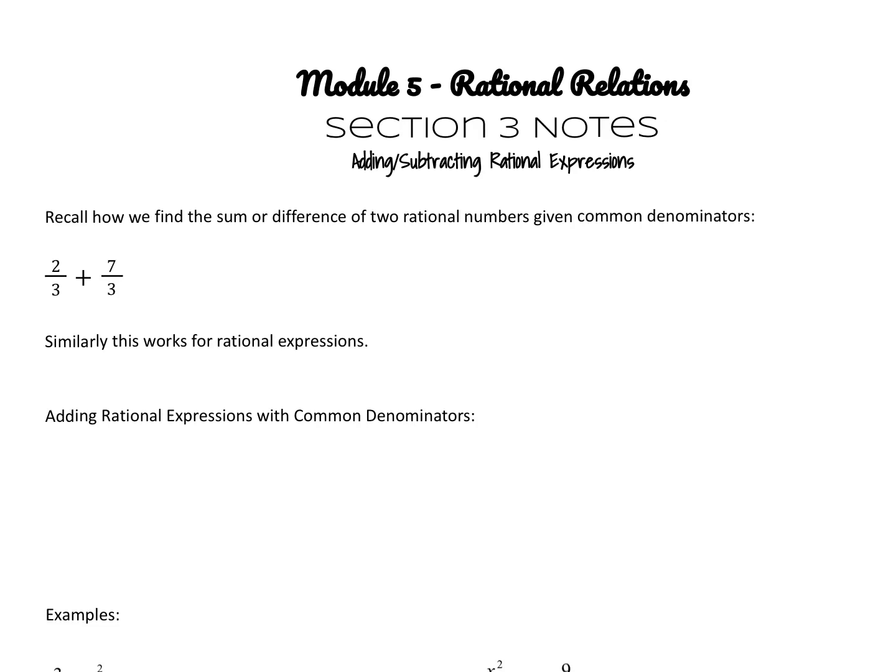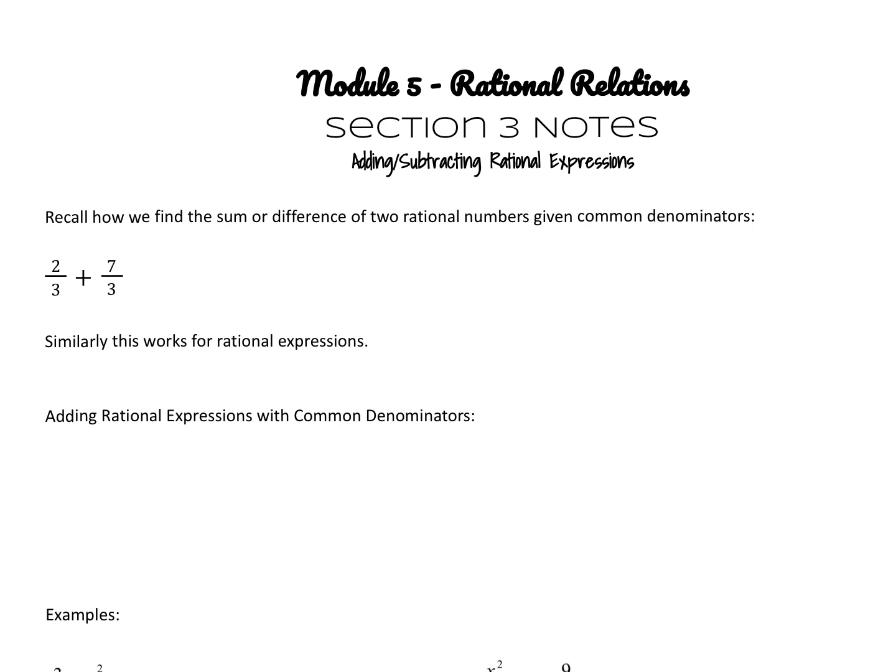In section 3, we're going to talk about the last operations with rational expressions, and that's adding and subtracting. So there are two different adding and subtracting types we look at. The first is when you have common denominators.